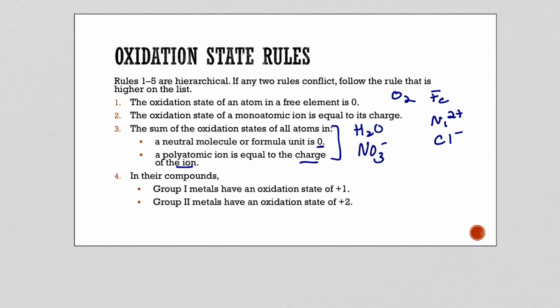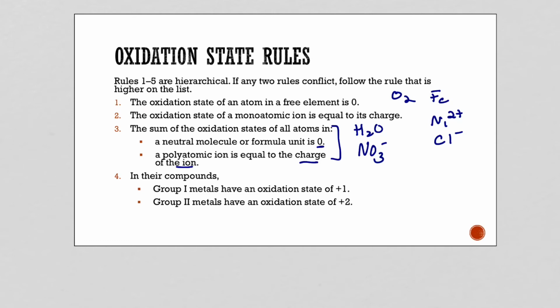If we have an ionic compound and it happens to contain a group 1 metal or a group 2 metal, then group 1 metals are given an oxidation state of +1. Group 2 metals are given an oxidation state of +2. Okay. So pretty straightforward so far.